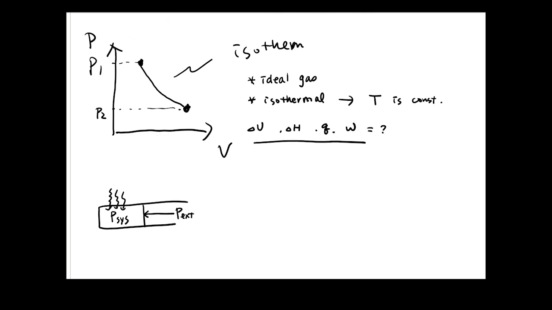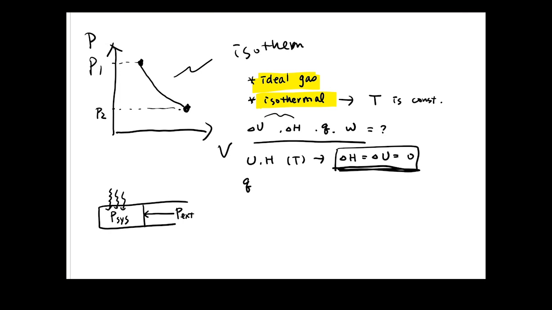Your U and your H are only a function of temperature. So right now you're under constant temperature, and your delta H and delta U will equal 0. But this is only true when you have ideal gas. So now we just need to know how to calculate Q and how to calculate W. Calculating the work is easier than calculating the Q, so you will always start by calculating the work.